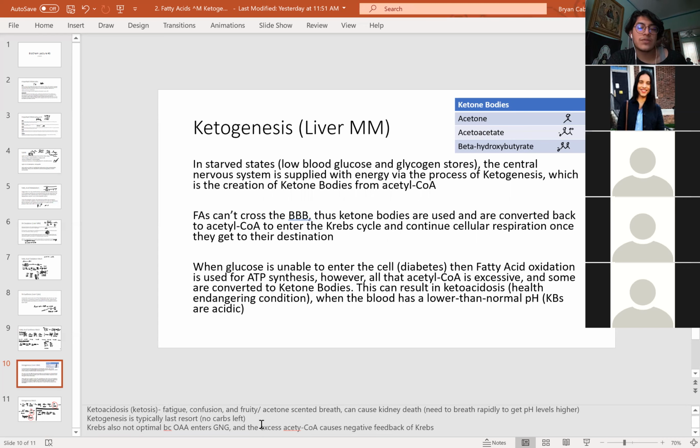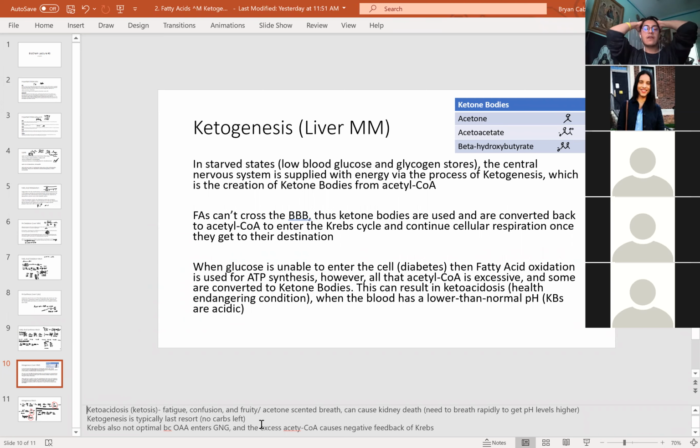Ketogenesis is typically the last resort. You have no carbs left, or you do have carbs, but the thing is your carbs won't enter into your cells. Unfortunate event. You're going to have hyperglycemia, if you have too much glucose in the blood.